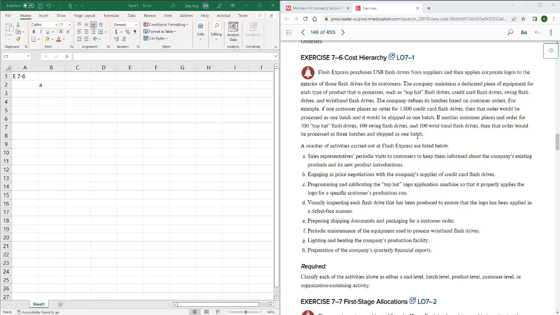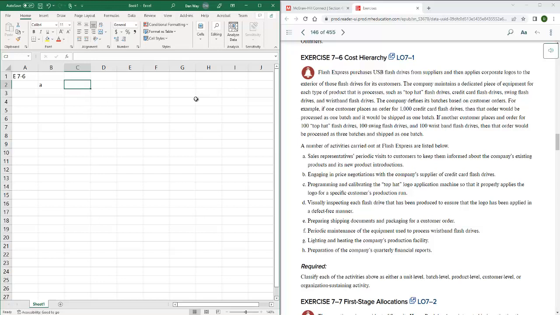So we've got some activities listed here, A through H, and we're going to classify them according to our activity-based costing hierarchy principles as either unit level, batch level, product level, customer level, or org sustaining. Feel free to revisit those concepts and definitions before attempting this if you'd like. But I'm just going to keep rolling with the video here and going over each of these activities.